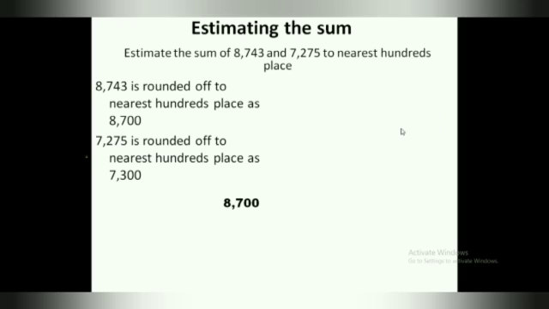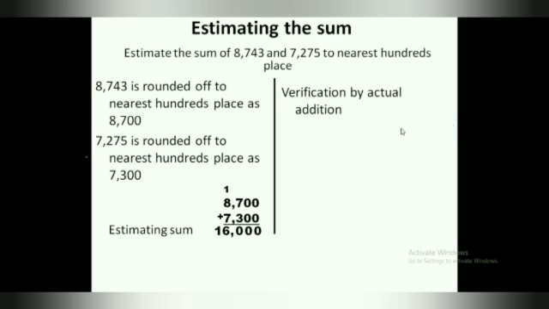That is 8700 plus 7300. So 0 plus 0 is 0, 0 plus 0 is 0, 7 plus 3 is 10, 0 carry 1, 1 plus 8 is 9, 9 plus 7 is 16. This is your estimated sum.